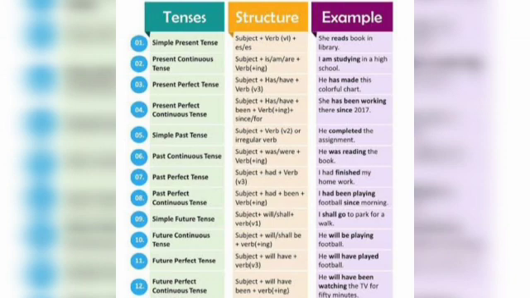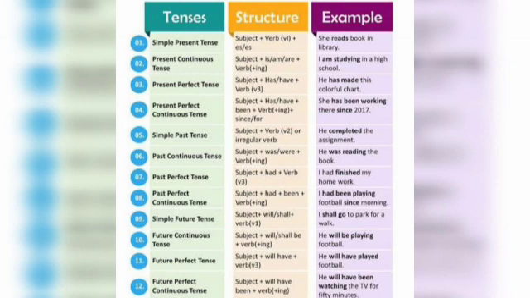The tenth type is future continuous tense. This tense indicates an action that will be going on in the future. Its structure includes subject plus will or shall be plus verb first form plus ing plus object. For example, he will be playing football.